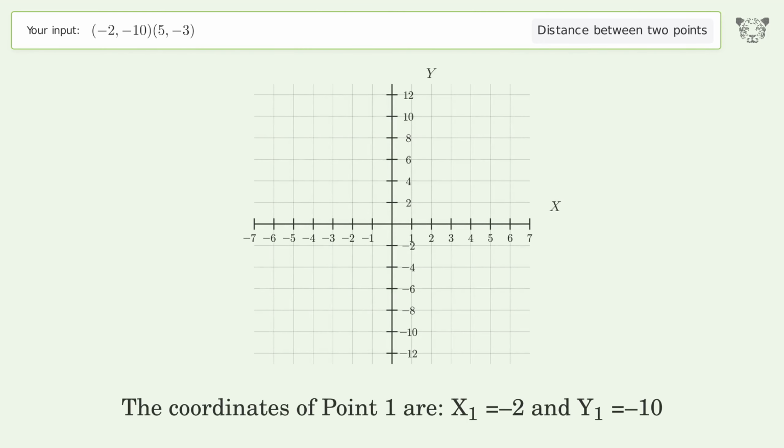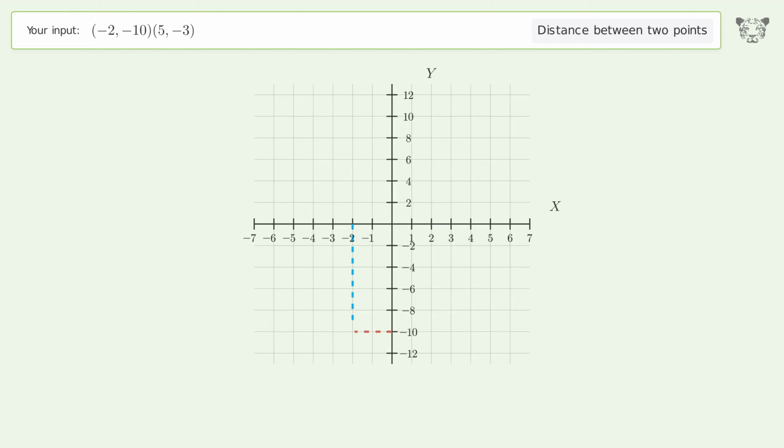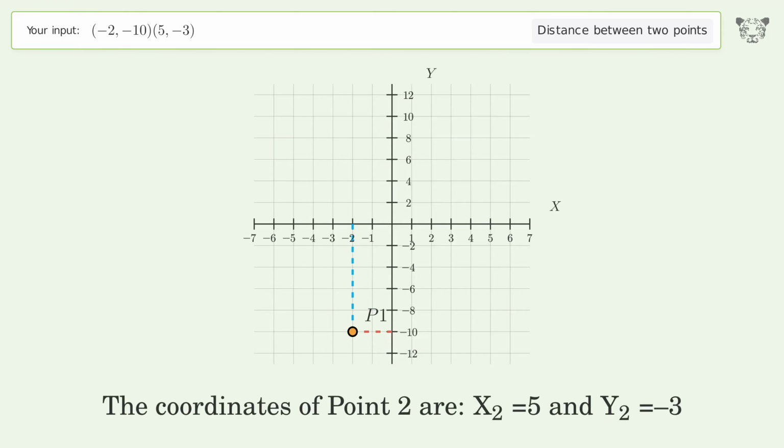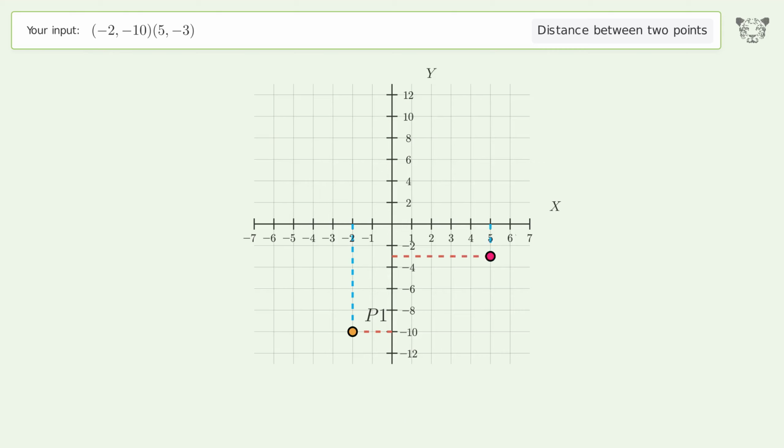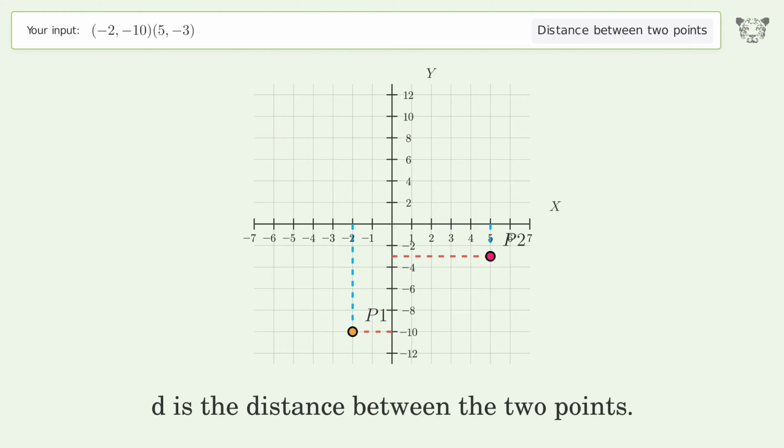The coordinates of point 1 are, x1 equals -2 and y1 equals -10. The coordinates of point 2 are, x2 equals 5 and y2 equals -3. D is the distance between the 2 points.